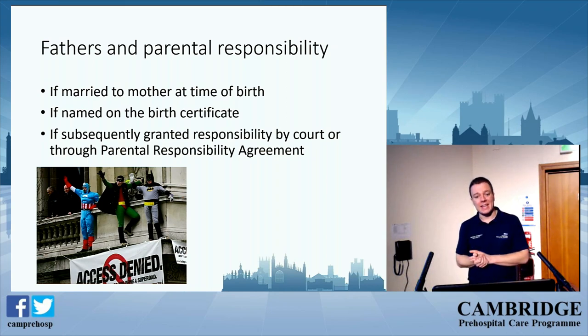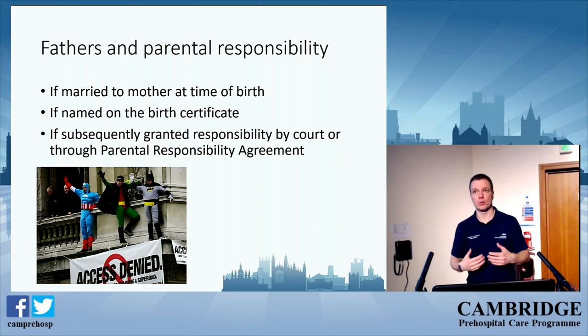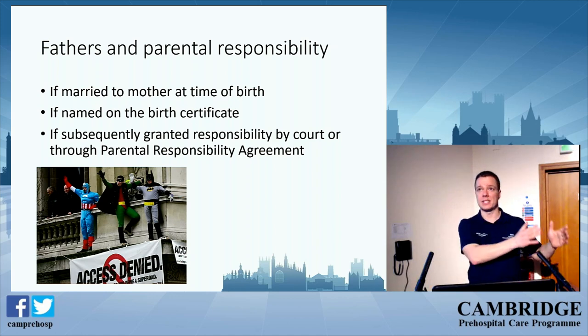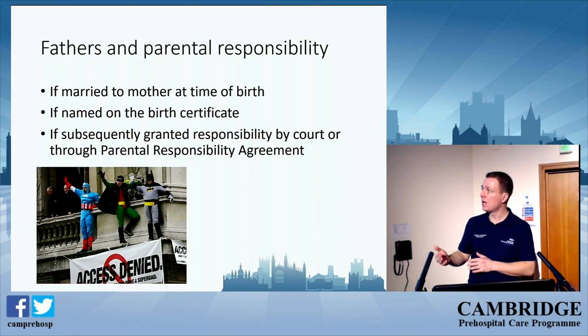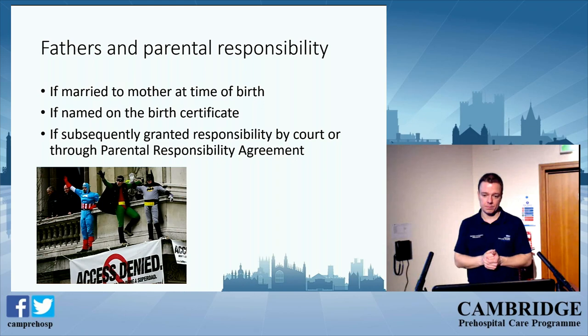So that's actually quite a tricky thing to tease out when you're just there with the patient and dad's with the child and you're trying to get consent. I think it's reasonable to assume that the father that's there has parental responsibility, but just be aware that the automaticity is only in certain circumstances.